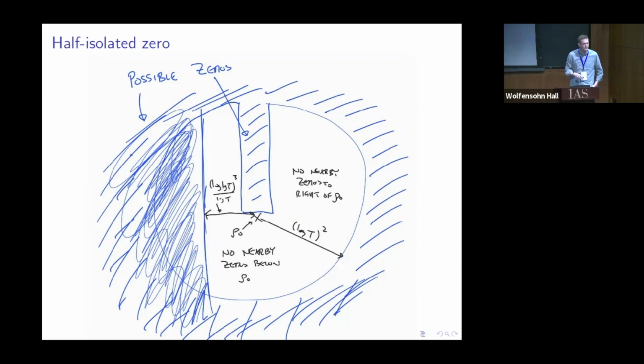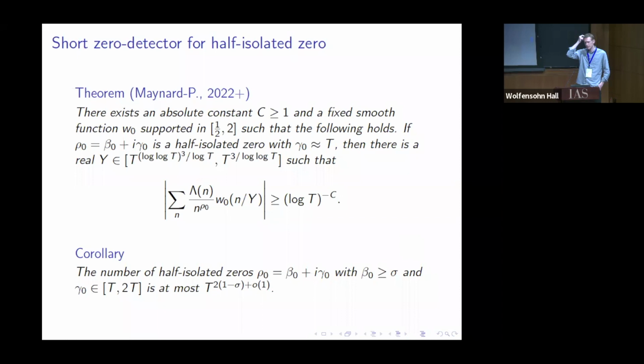Okay, so here is the theorem. Again, there's some technical stuff. The main takeaway is that half-isolated zeros have short zero-detecting polynomials. By taking advantage of the vertical distribution, where we allow zeros above a half-isolated zero, we can get a short zero-detecting polynomial. And if you do get a short zero-detecting polynomial, then as we said before, this will let you prove a density hypothesis bound for these kinds of zeros. So we do get a density hypothesis bound for half-isolated zeros. Again, there's some technical stuff, but the point is there's a short zero detection.